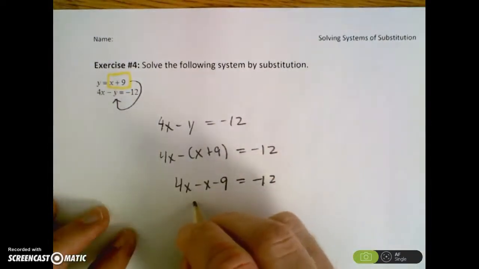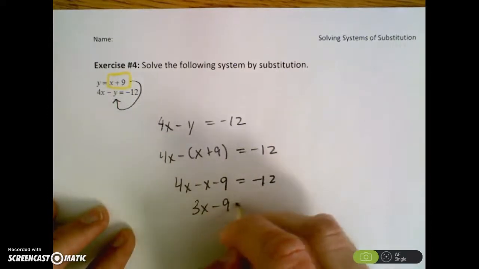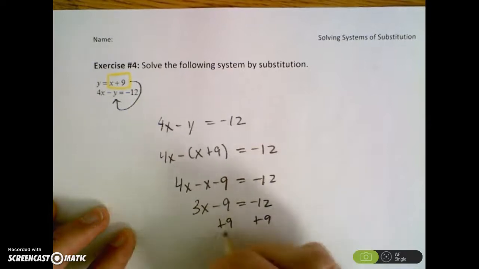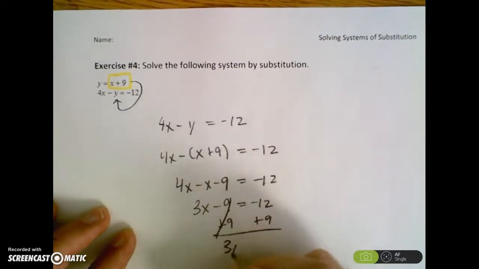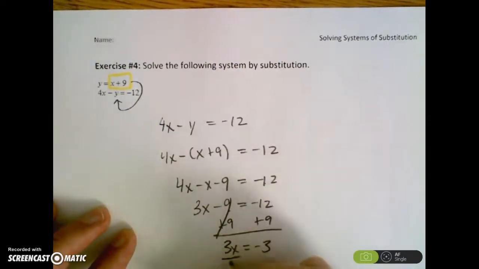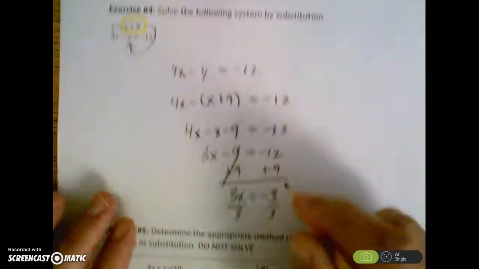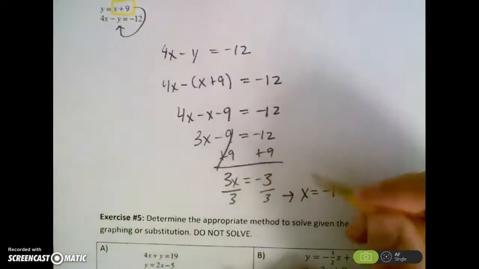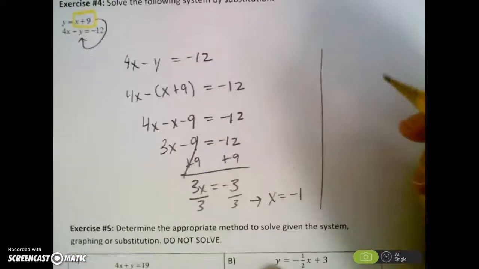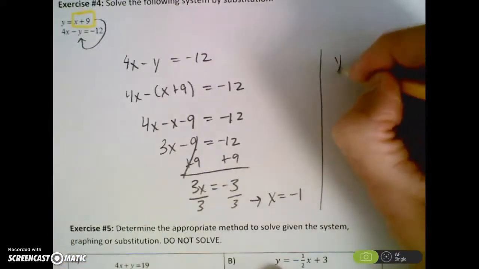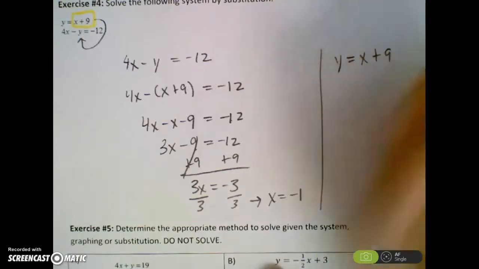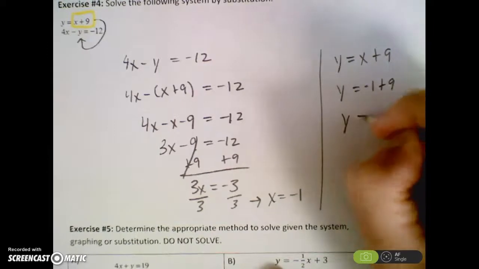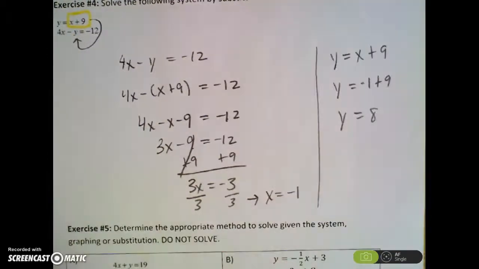4 take away 1 is 3, so that means 3x minus 9 equals negative 12. I add 9 to both sides. 3x equals negative 3, divided by 3, x equals negative 1. Now I can plug that into the other equation. Y equals x plus 9. I know x is negative 1. So y equals 8. And there's my solution.